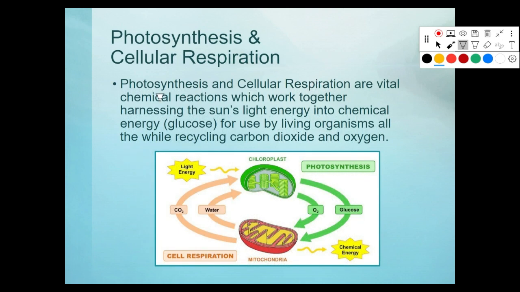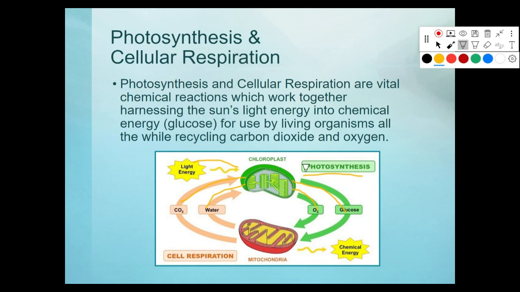And so here you go. Here's this kind of wrap up slide right here with this little image. Photosynthesis and cellular respiration are vital chemical reactions. And what's really cool is how they've evolved to work together, right? It's a cycle. It harnesses the sun's light energy right here. And again, this is the input to photosynthesis. The input is light energy, CO2, and water. And what comes out of that, which is beneficial to us, is this glucose and this oxygen.